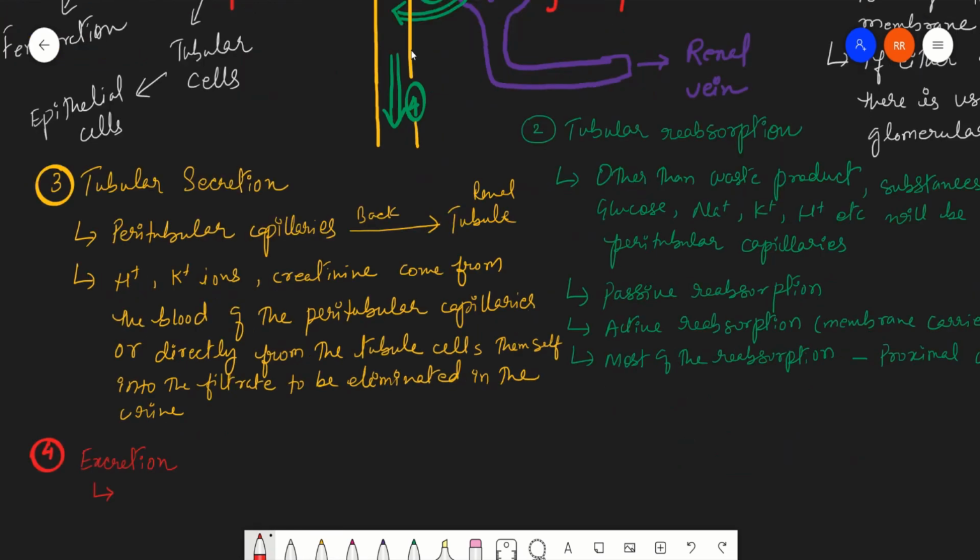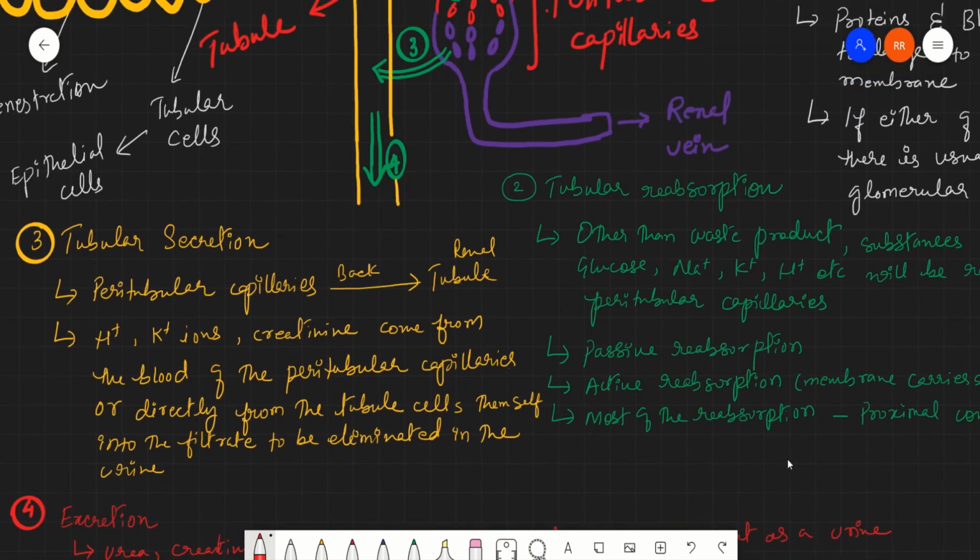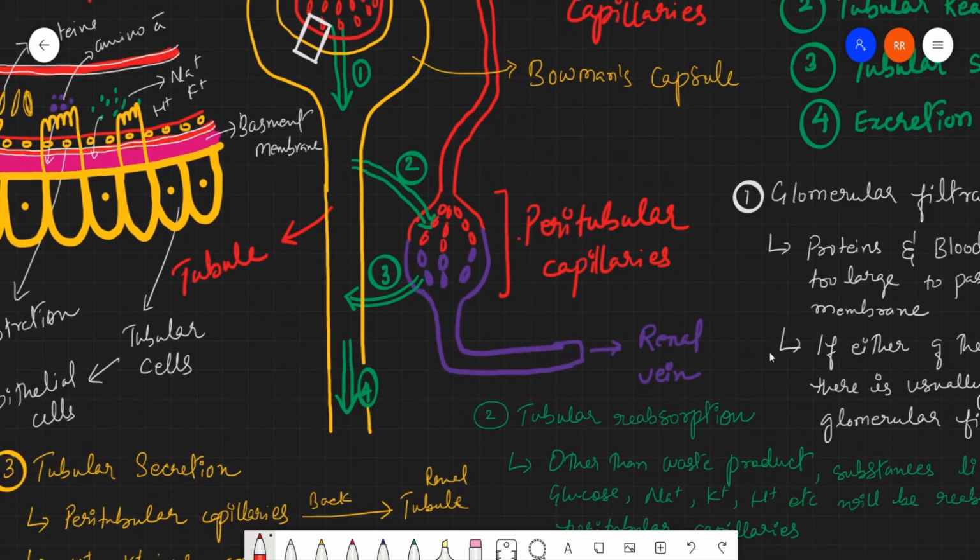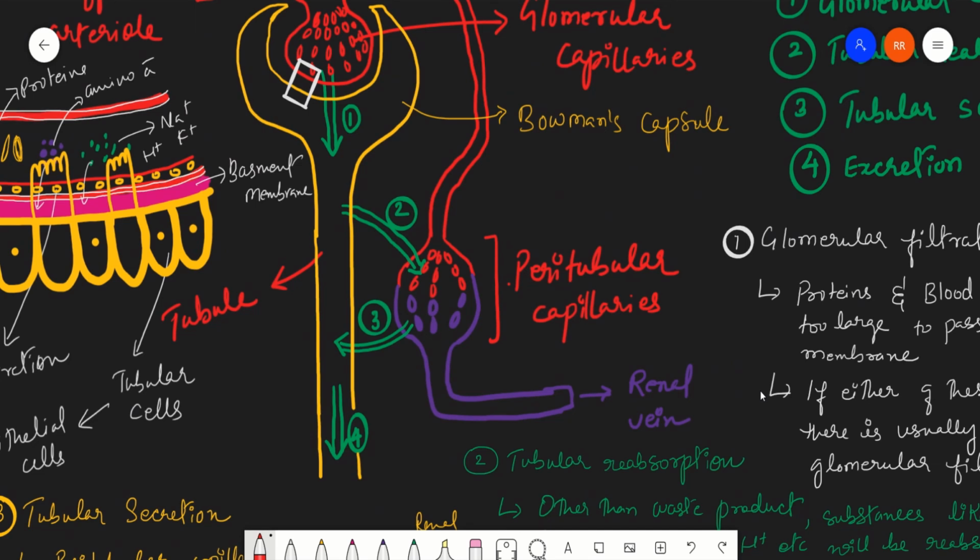And the last one is excretion. Whatever the waste products like creatinine, urea, and some hydrogen and potassium ions, along with water, will come out in the form of urine. So these are the 4 steps in the formation of urine, and always remember the excretion is always equal to the filtration minus reabsorption plus secretion.